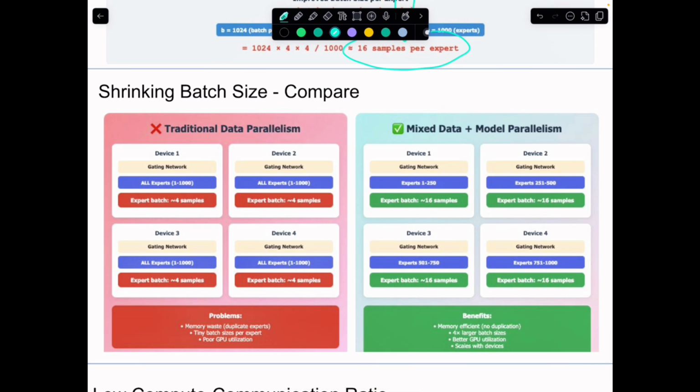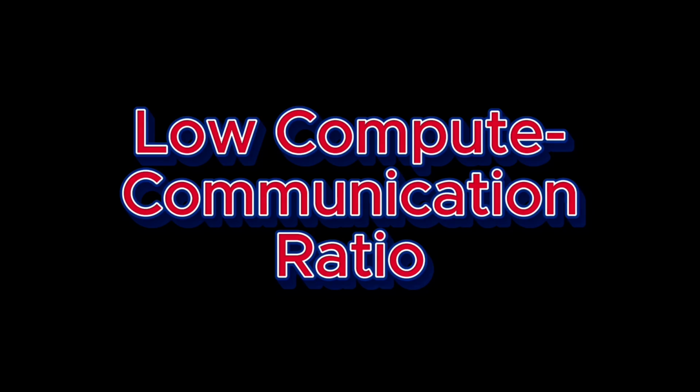As we just discussed, in the traditional approach, each device hosts both the gating network and all the experts. But in this paper's approach, each device can keep hosting the gating network, but for the expert network, it only needs to host a partial number of experts. And these experts will receive data from across all the devices. Hence, it will be able to increase the batch size for each expert by a factor of D.